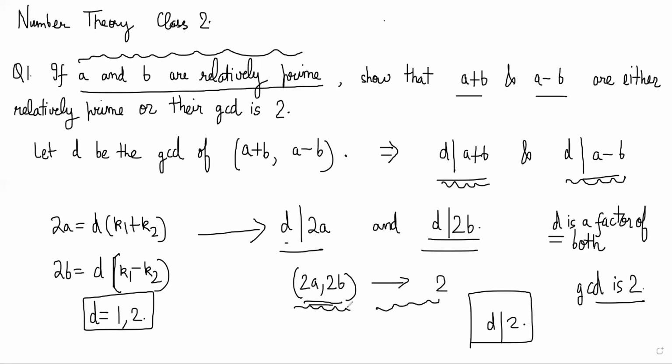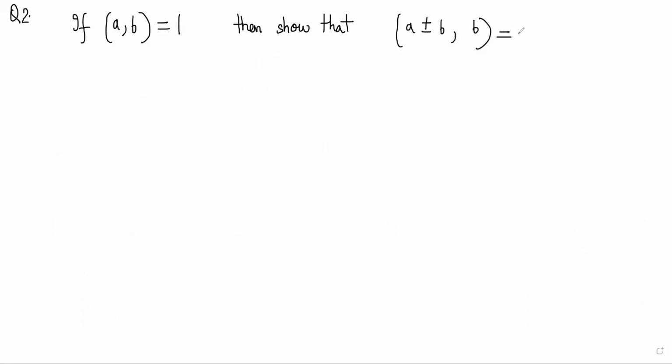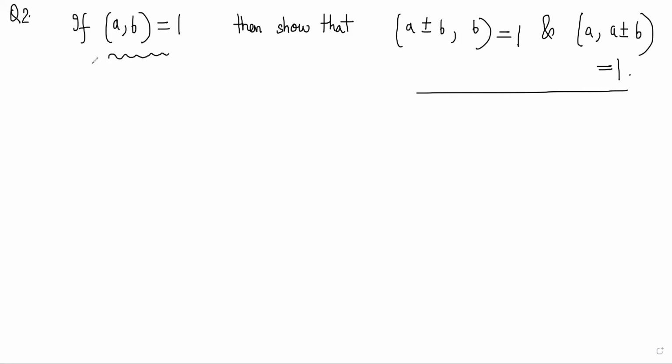Let's look at the next one: if GCD of A and B is 1, then show that GCD of (A plus minus B, B) is 1 and GCD of (A plus minus B, A) is also 1. This is similar to what we did in the last class. So this should be easy. You can assume the GCD of this is D, and then you have to prove that D is 1.